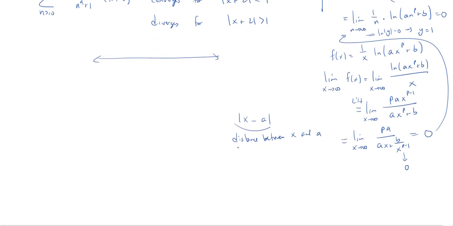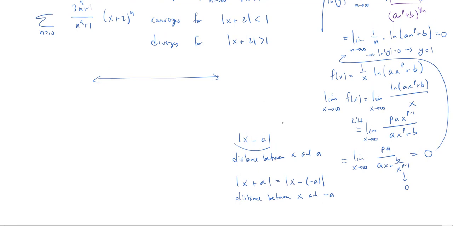And if you write down the absolute value of x plus a, we could rewrite this as the absolute value of the difference between x and negative a. And so this would be the distance between x and negative a. So we have absolute value of x plus 2, so this means the distance between x and negative 2.